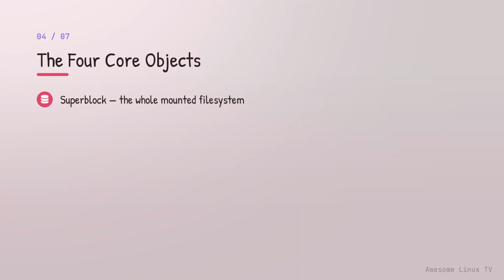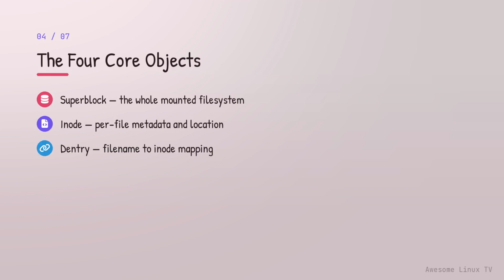VFS works with 4 core data structures to represent any file system. The superblock represents an entire mounted file system. It holds things like block size and type. An inode stores metadata for a single file: permissions, ownership, timestamps, where the data lives on disk. A dentry, short for directory entry, is the glue that maps a file name to its inode. It's what lets VFS walk a path like /home/less/report.pdf piece by piece.